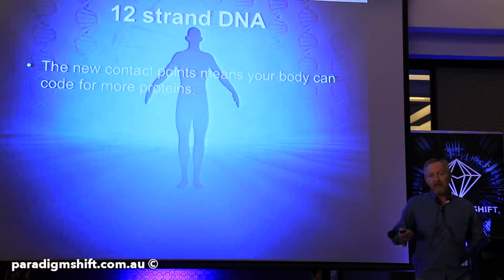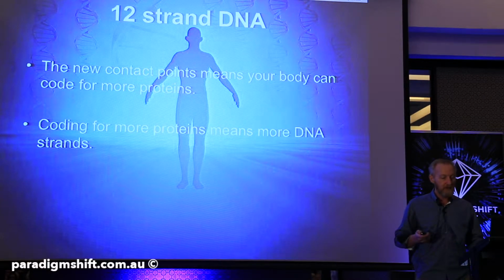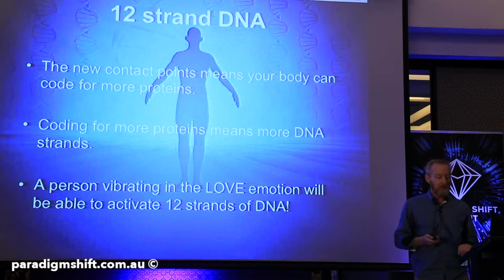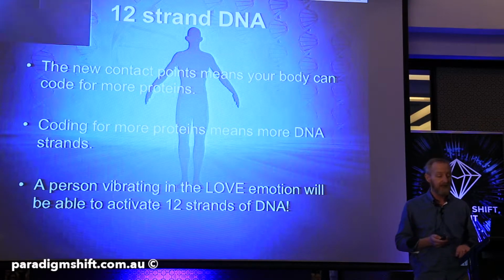So in biological terms, it means you can code for more proteins. That's really what it means, right? So coding for more proteins, more DNA strands, that's what it does. That's just basic biology. So if the person's vibrating in love, they'll be able to activate 12 strands of DNA.